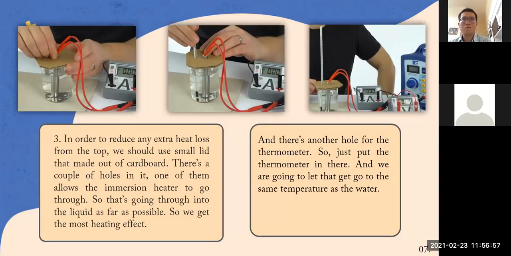Step 3: in order to reduce any extra heat loss from the top, we should use a small lid made out of cardboard. There are a couple of holes in it. One of them allows the immersion heater to go through into the liquid as far as possible, so we get the most heating effect. There's another hole for the thermometer. We just put the thermometer in there and let it reach the same temperature as the water.